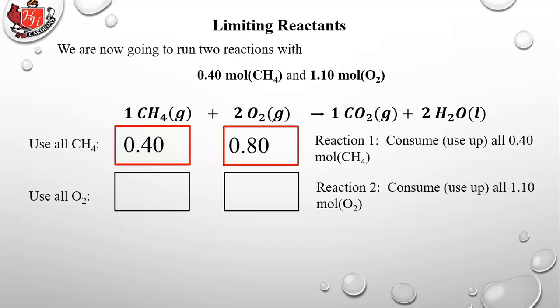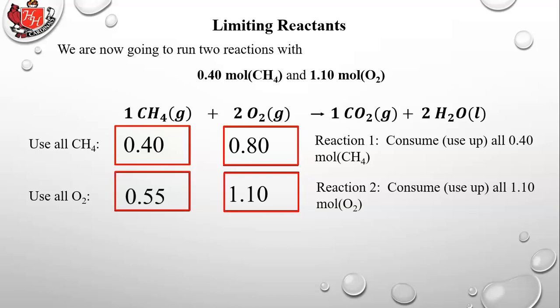Now we're going to go down below and we're going to burn all of the O2. We're going to use up all of the O2. And how much O2 do we have to use? That's 1.1 moles of O2. So now, again, we need twice as much O2 as CH4. So if we have 2 to 1 O2 to CH4 and we have 1.1 moles of O2, how many moles of CH4? So what you're going to need to do is divide 1.1 by 2, and you'll get the moles of CH4, and that's 0.55.